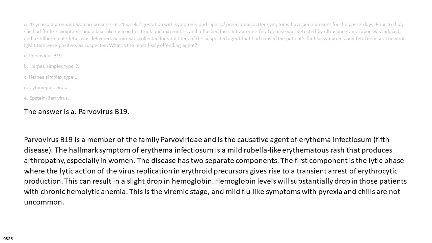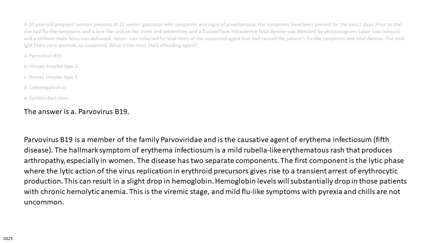The answer is A. Parvovirus B19. Parvovirus B19 is a member of the family Parvoviridae and is the causative agent of erythema infectiosum, fifth disease. The hallmark symptom of erythema infectiosum is a mild rubella-like erythematous rash that produces arthropathy, especially in women.